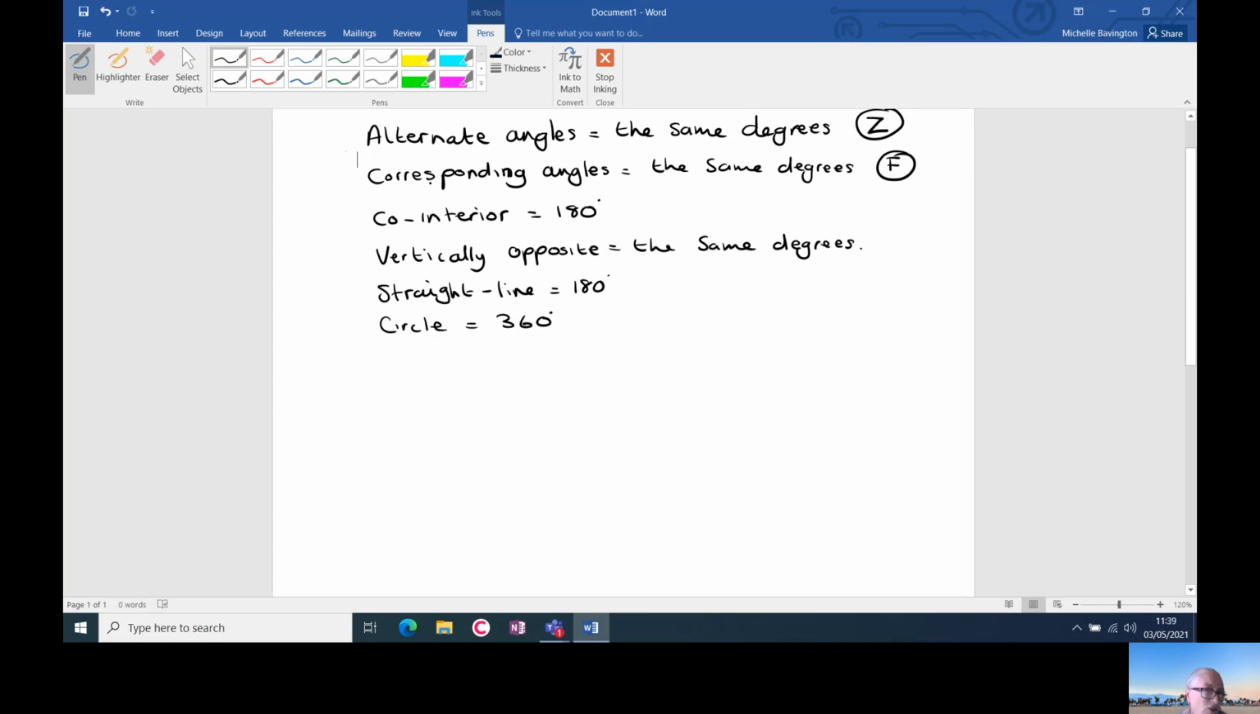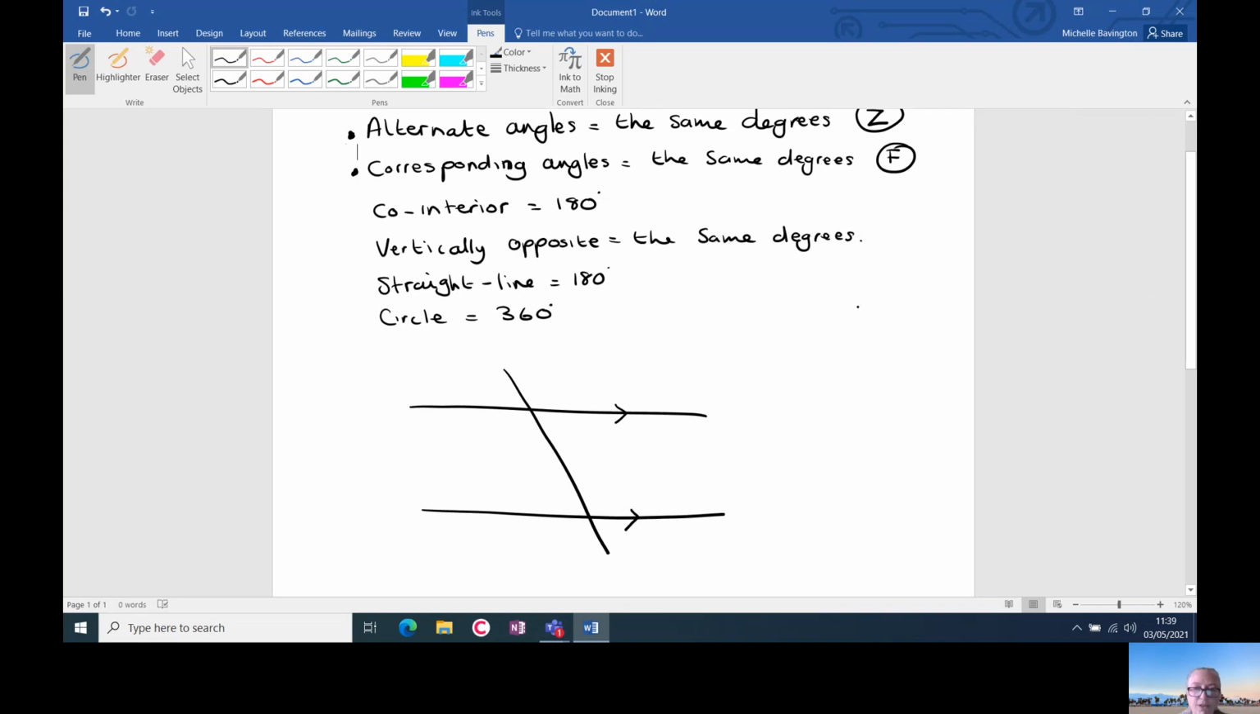What do they actually mean? Well, these two here are probably the most difficult, so let's have a look at them first. Always make things easy for yourself. That means parallel, and we'll have a line. You've probably seen this diagram loads. Now, this Z helps us find the alternate angles. So let's just do one.